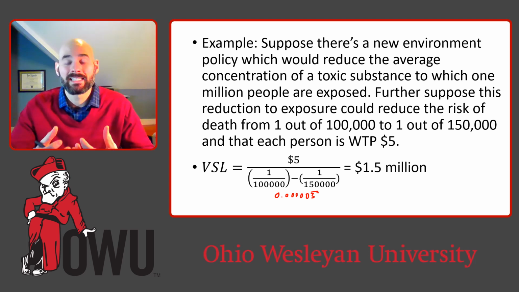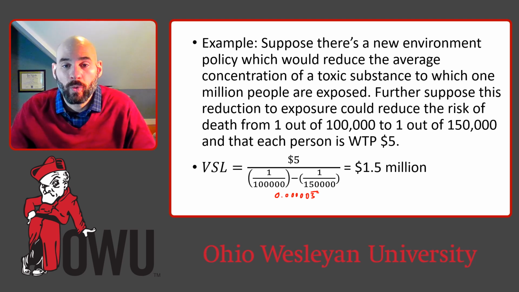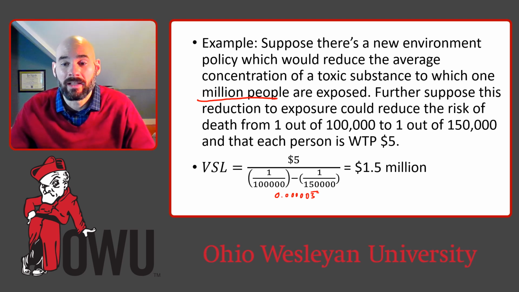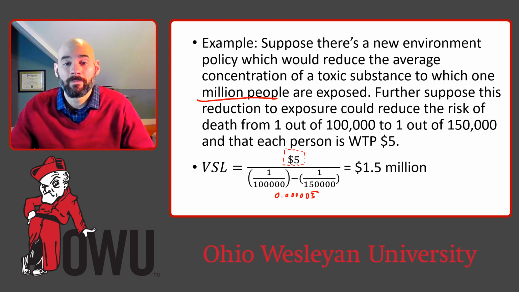Now, that doesn't tell us what the damage function is. That just tells us the value of statistical life. It doesn't tell us what the total benefit is of the reduction in risk. And that's where that 1 million people being exposed comes into play. Because as you can see, the population doesn't factor into the calculation of the value of statistical life, other than through our assumption that $5 is representing the average willingness to pay of those 1 million people.